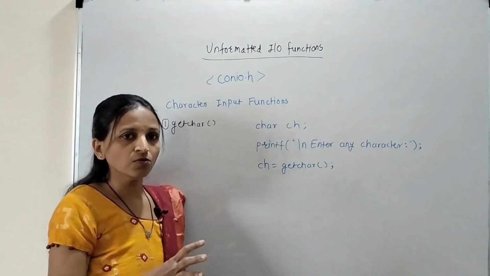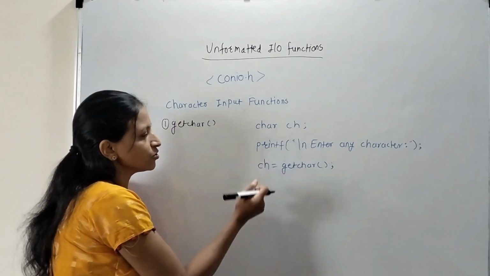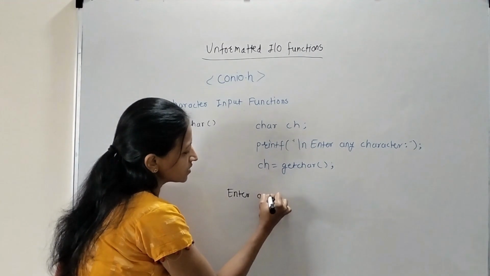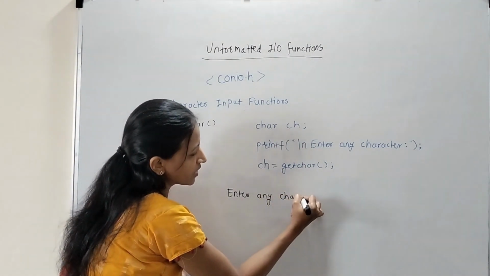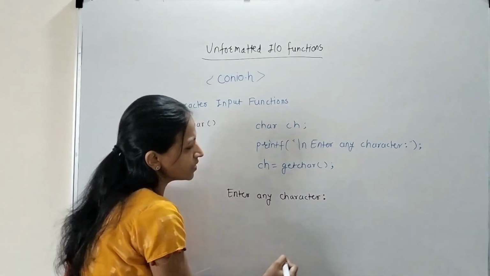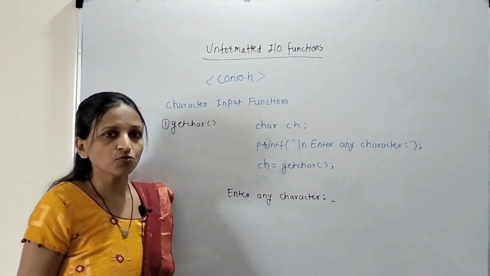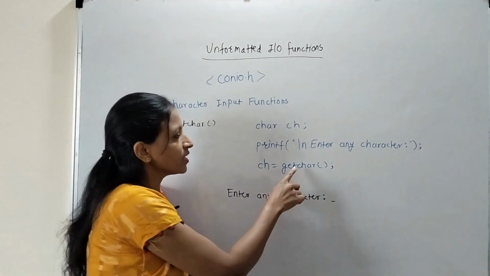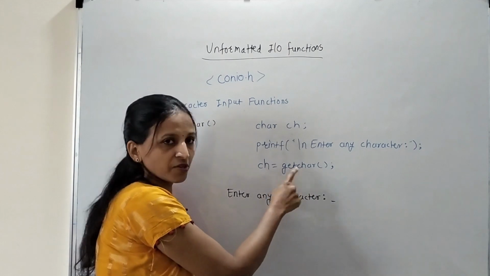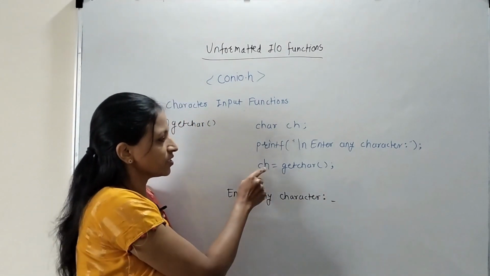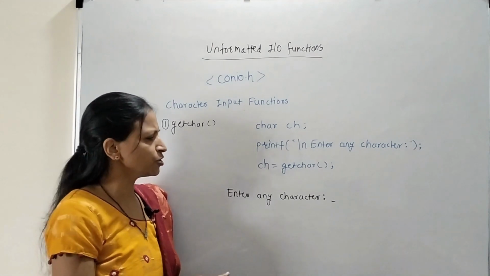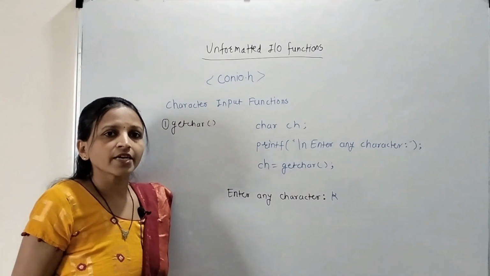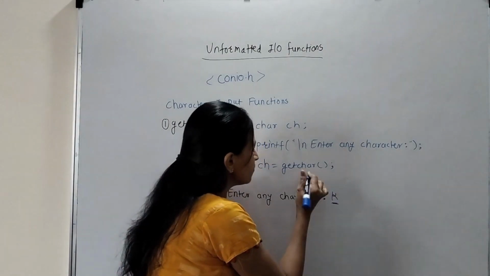Now see how the execution is. After execution of this printf, the message enter any character gets displayed on the output screen. After that the cursor will be at this place. Now the user has to enter one character here, and the getChar function will read that character and store it inside the ch variable. Suppose the user presses the k character, then that character will get stored inside ch.